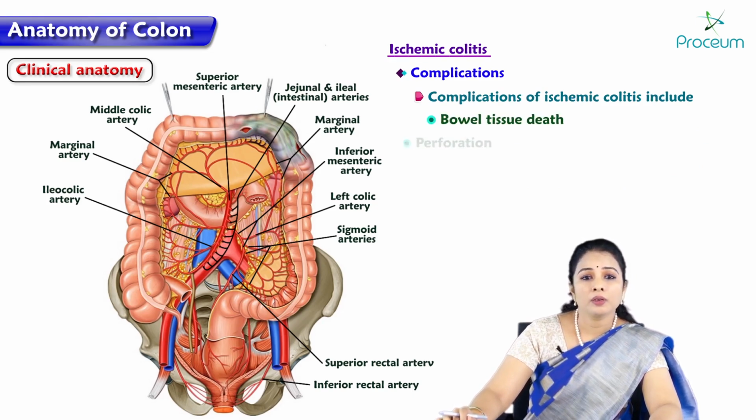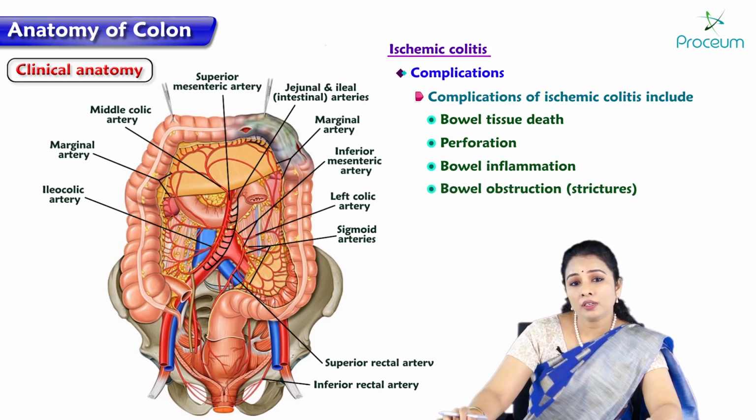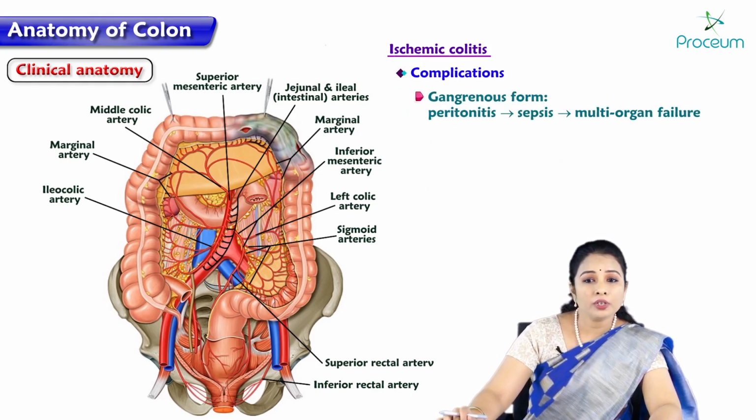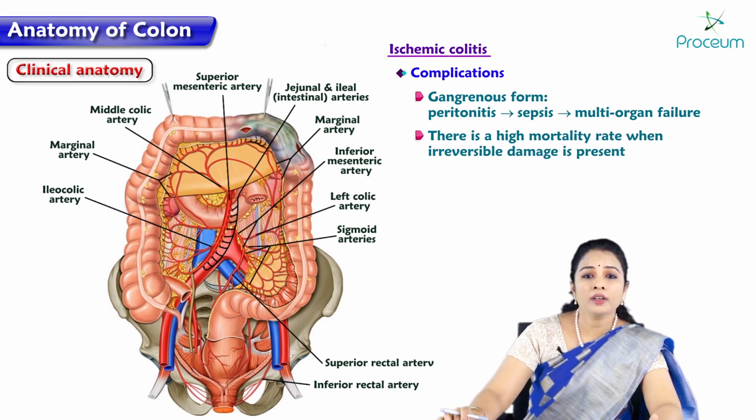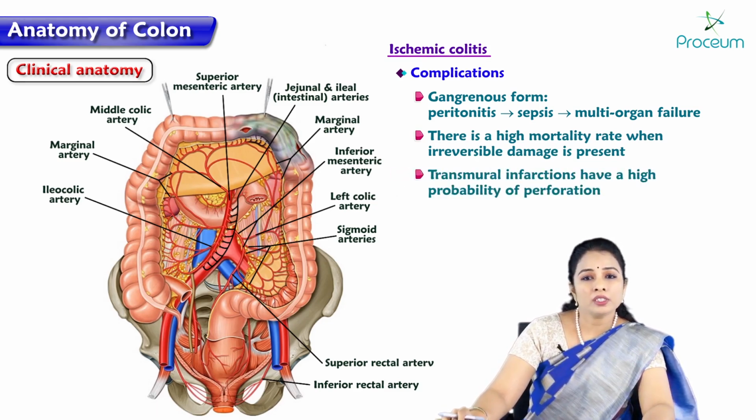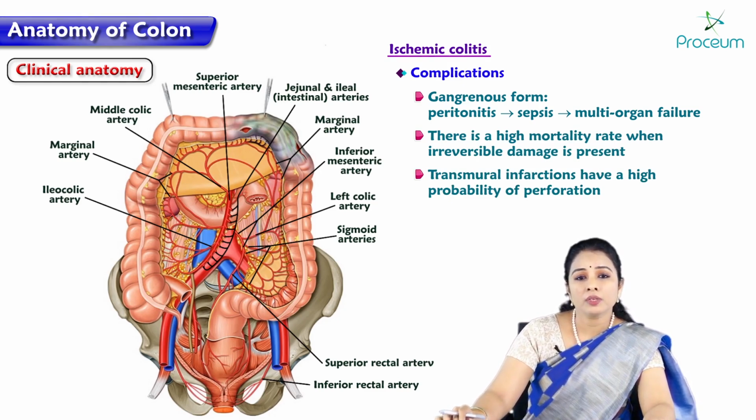The complications of ischemic colitis include bowel tissue death, perforation, bowel inflammation, bowel obstruction meaning strictures, gangrenous form, and peritonitis leading to sepsis. Eventually it leads to multi-organ failure. So there is a high mortality rate when irreversible damage is present. Transmural infarction has a high probability of perforation, meaning perforating the colon.